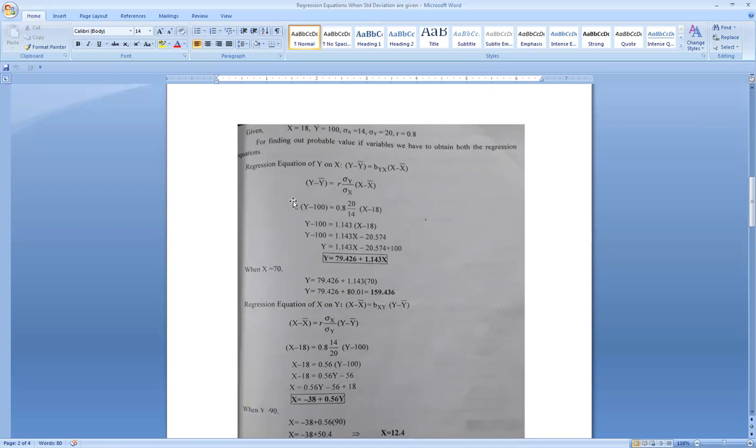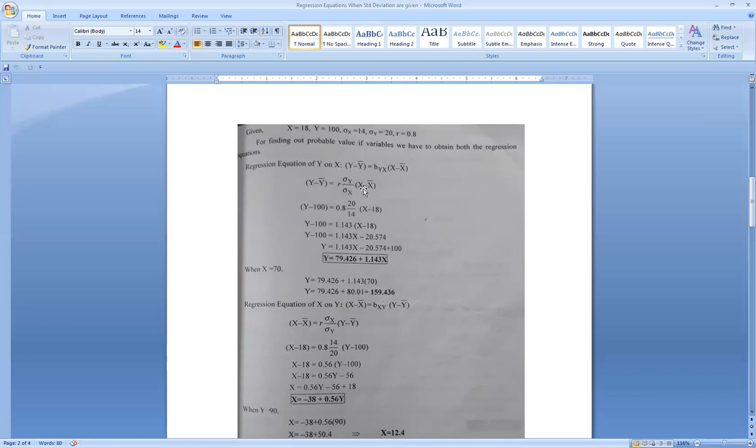Let us go for the second equation, that is y on x. y on x is y minus y bar equals byx into x minus x bar. So y minus y bar equals r into, see, in the case of the first equation, the numerator will be the standard deviation of x, but in the case of the second equation, y on x, the numerator will be standard deviation y divided by standard deviation x.